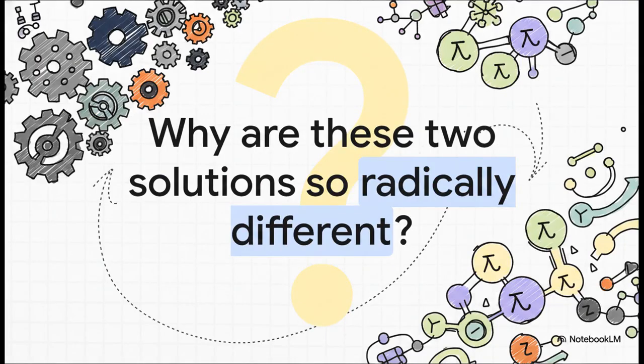And that right there is the big question, isn't it? We've got two pieces of code. They get the exact same result, but they look and feel like they come from totally different universes. So how is that possible? Well, that's what we're going to dig into.